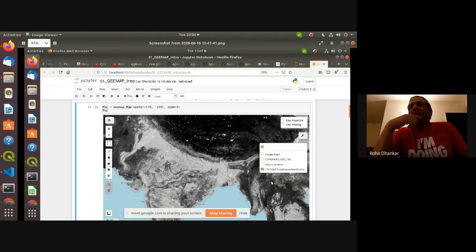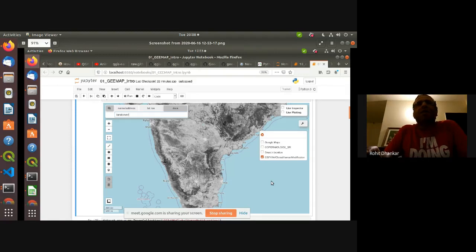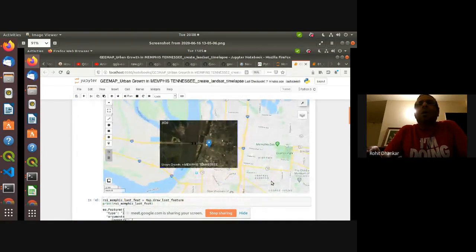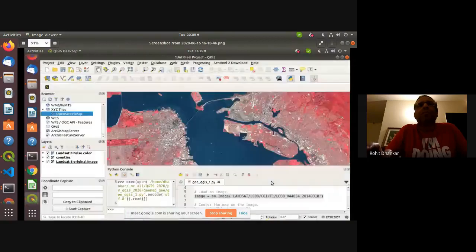This is again a data set within the same tool called the global human modification. So maybe some human construction and stuff that we've been doing, and now that is being mapped. Again, I just went through it, did not spend much time. And this is the one where I created that Memphis, Tennessee 2000 till date thing.